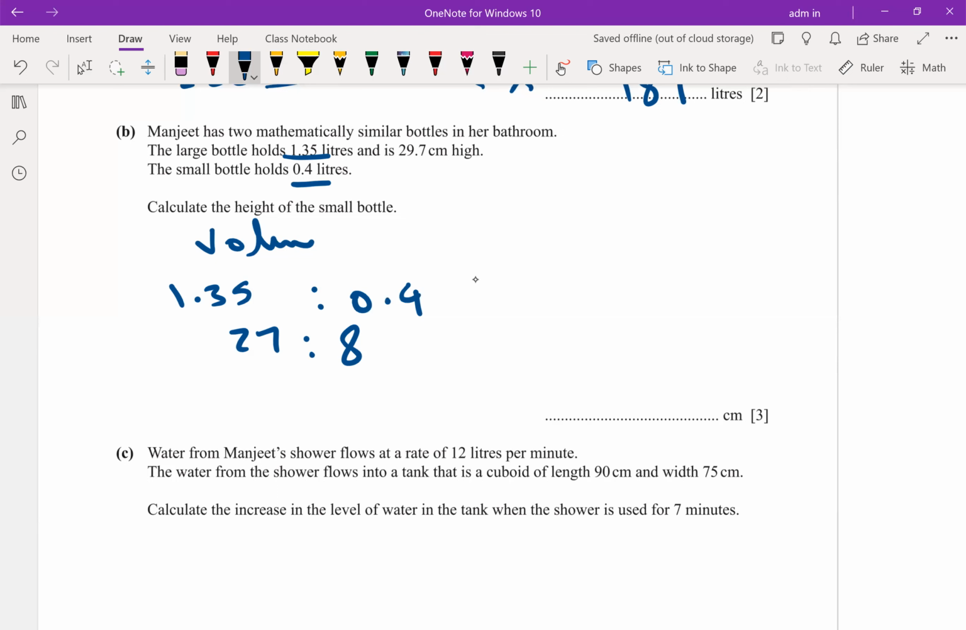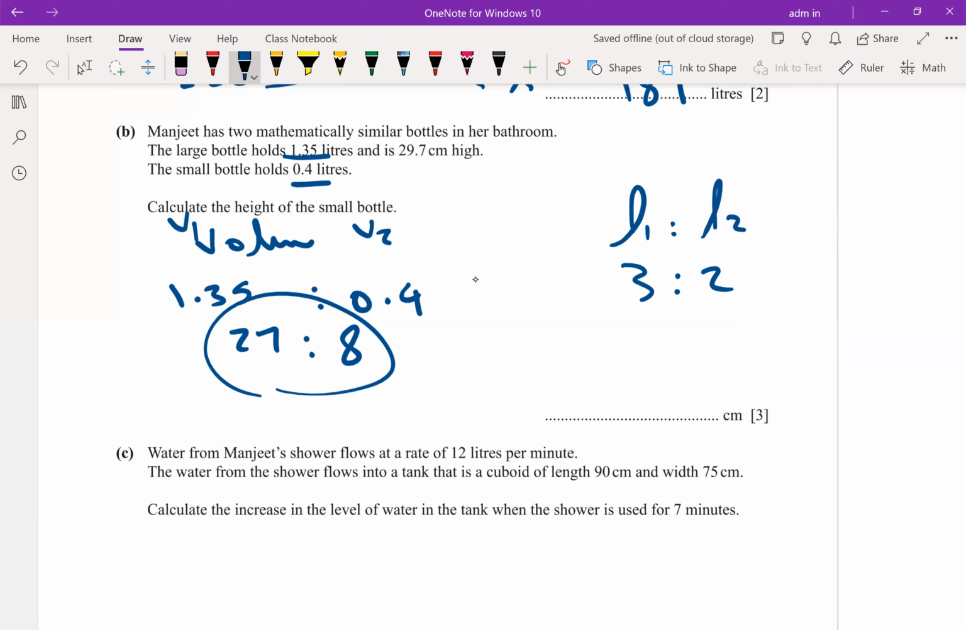Square root. Cubic root. If it is area, square root. How to get the ratio of length? How to get L1 to L2? Because we have here V1 to V2, if you have the ratios of volume, to get the ratios of length, cubic root. The cubic root of 27 is 3. The cubic root of 8 is 2. If it is area, square root. If you have length, square it to get the area. Cube it to get the volume. If you have volume, cubic root, you can get the length.